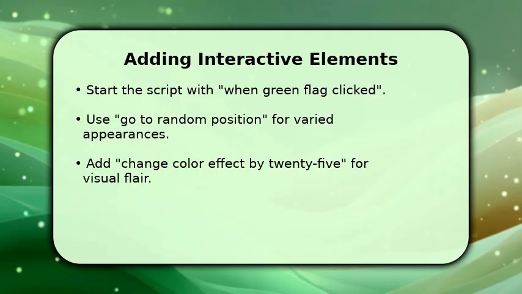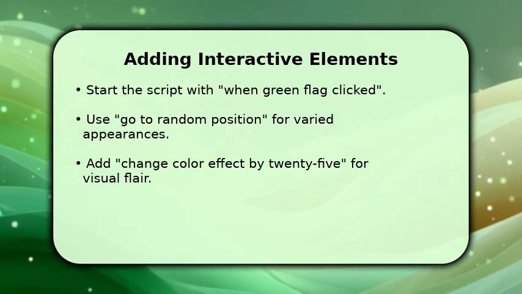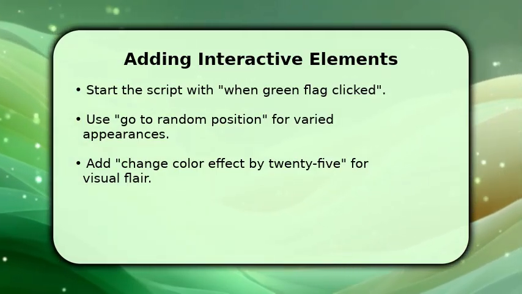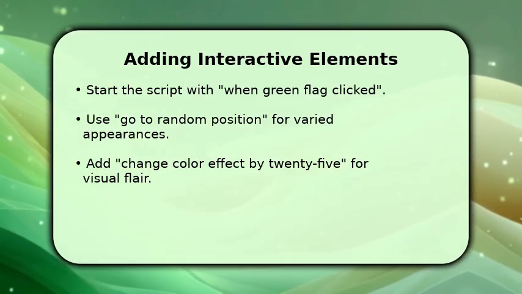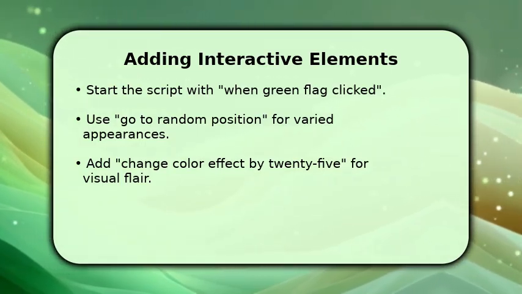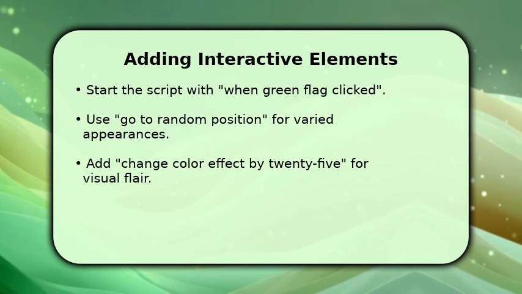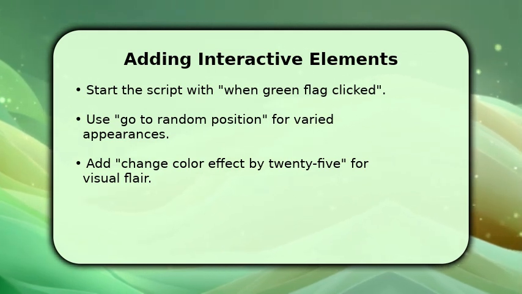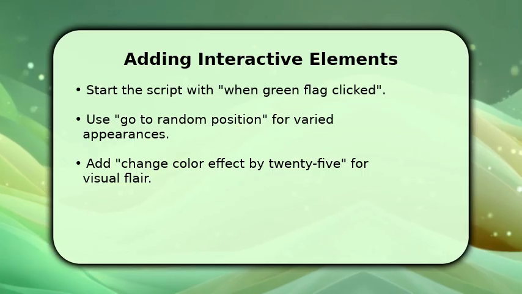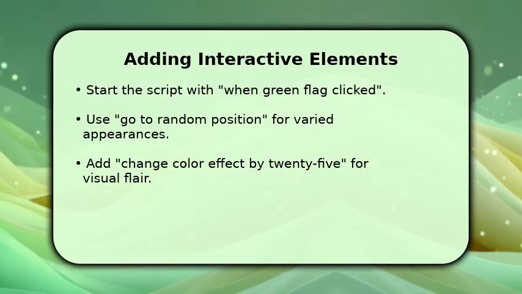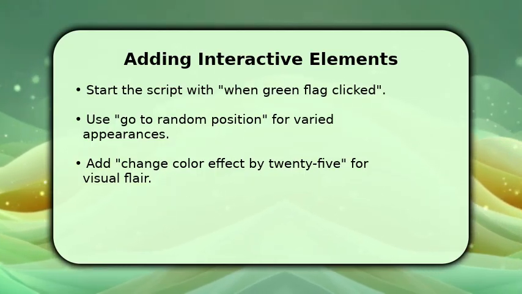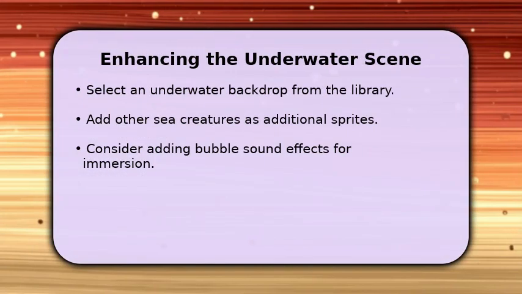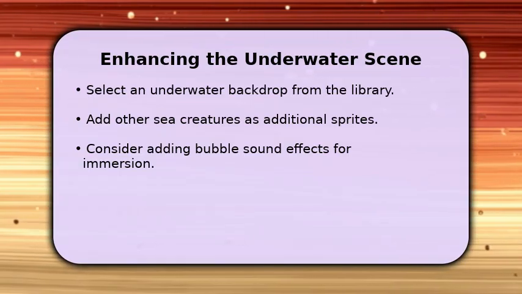To make your fish more interactive, begin its script with a When Green Flag Clicked block. This ensures your program starts correctly. Incorporate a Go to Random Position block to make your fish appear in different spots each time the project runs, adding an element of surprise. For a fun visual touch, add a Change Color Effect by 25 block, making your fish subtly shift colors as it swims.